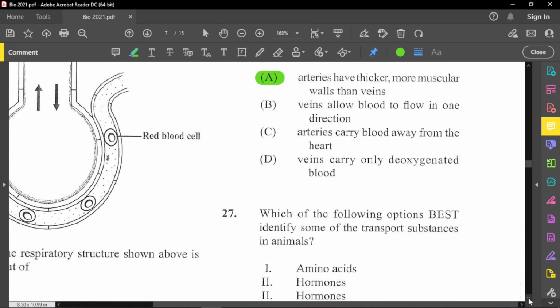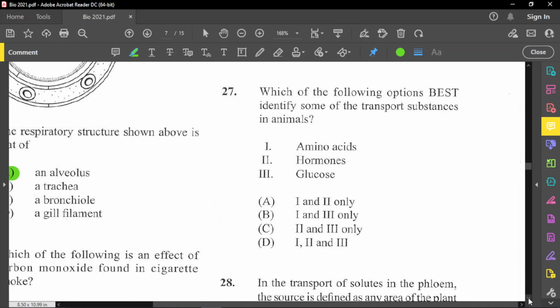Let's jump into question number 27, and we are almost halfway there. Let's take our time to understand the questions and answers. Question number 27 said, which of the following options best identifies some of the transport substances in animals? Amino acids are transported in the blood, hormones are transported in the blood, and glucose is transported in the blood as well. All three are transport substances in animals, transported through the blood vessels. So option D takes care of all three. Yes, that is correct.